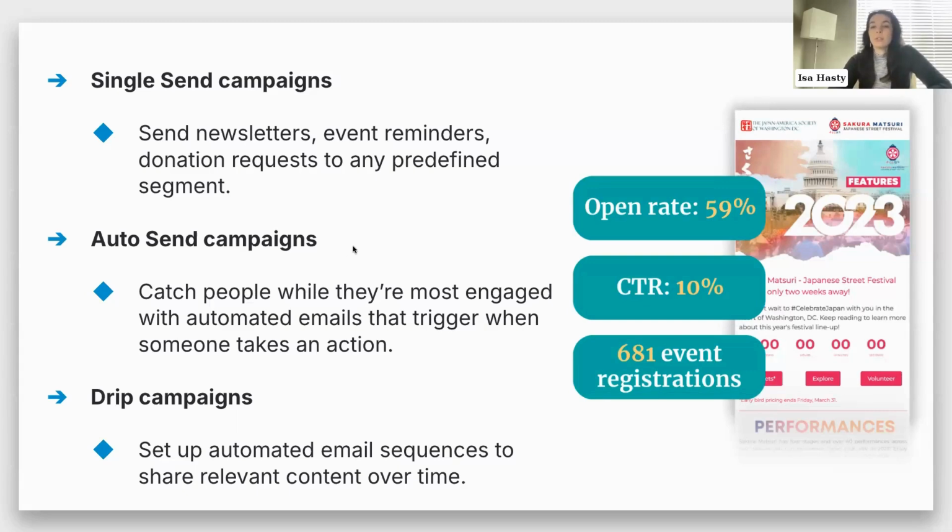Auto send campaigns are those behavior-based automated emails. So it helps you catch people when they're most engaged with your cause or with your website. So people who've just visited your donate page and they leave, you want to hit them with one of these automated emails to bring them back, similar to what we talked about at the beginning of the presentation with retargeting, cart abandonment. It's the same kind of concept. When people are most primed to hear from you is when they've just visited your site or just visited your donate page. And so you want to time your outreach accordingly.